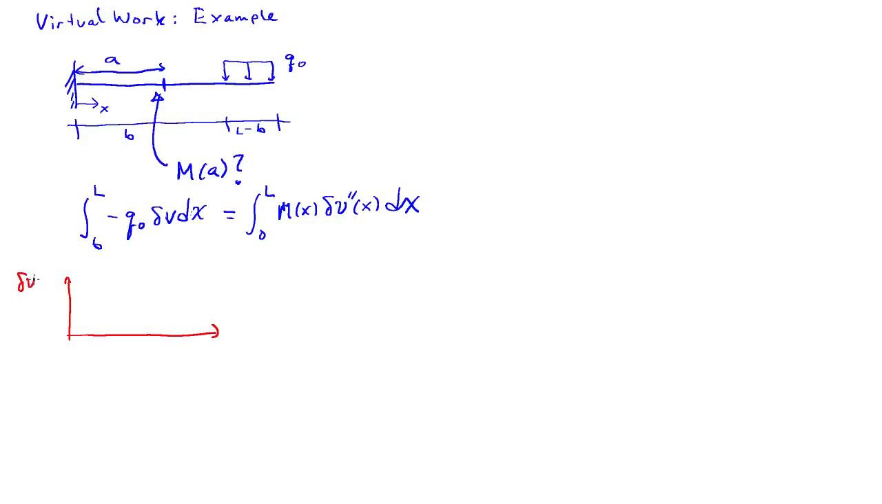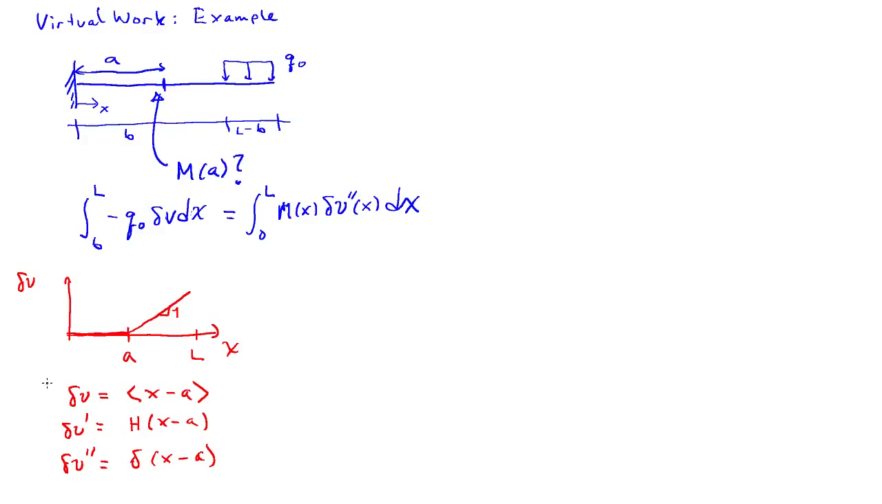So this is del v, this is x. I'm going to pick a virtual motion that is 0 out to a distance a, and then is a straight line with slope 1. The slope actually doesn't matter, all the way out to L. So this is my virtual motion that I'm going to pick. And so del v, if I want, I can write that in terms of x as the Macaulay bracket of x minus a. So that's the positive function. So the rotation field, or the virtual rotation field, is a step function. And the virtual curvature is going to be a delta function.